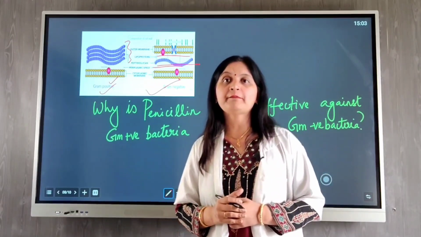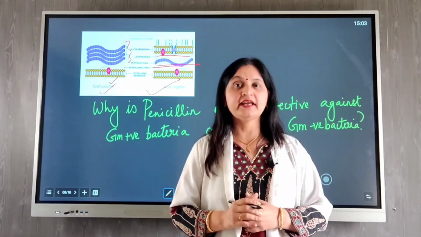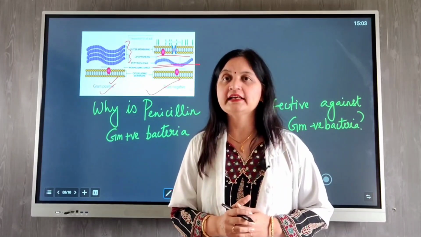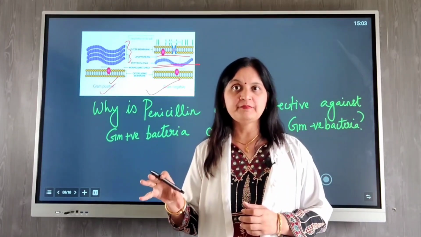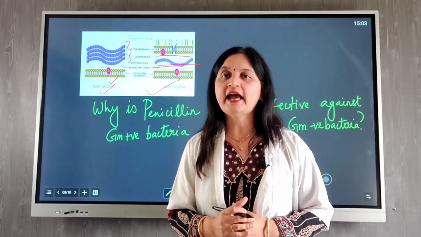So this is the reason why penicillin is more effective against gram-positive bacteria than against gram-negative bacteria, because of easy access to the peptidoglycan layer compared to gram-negative bacteria, where the peptidoglycan layer is not easily available for the antibiotics.